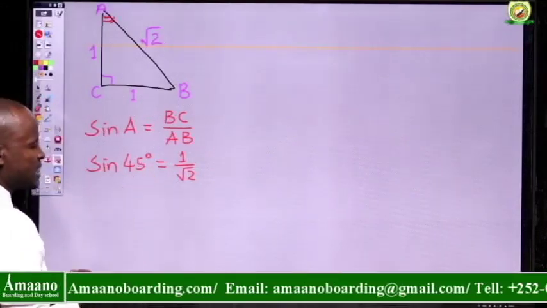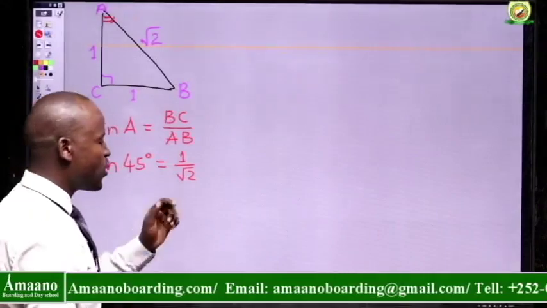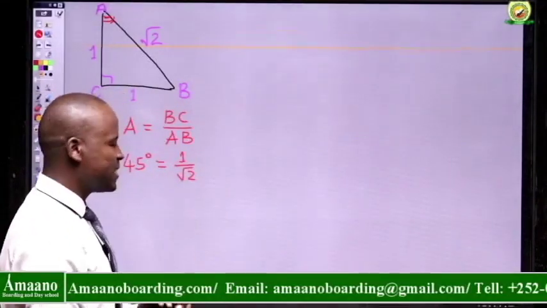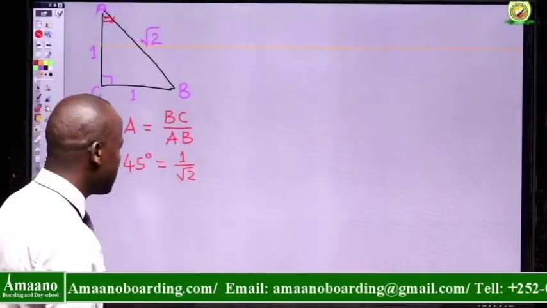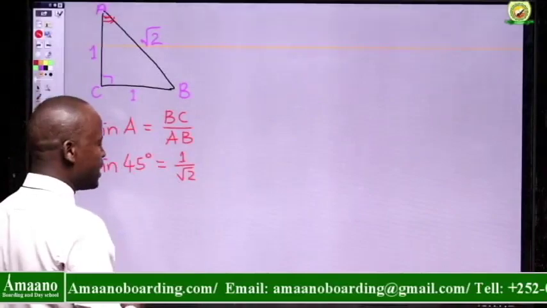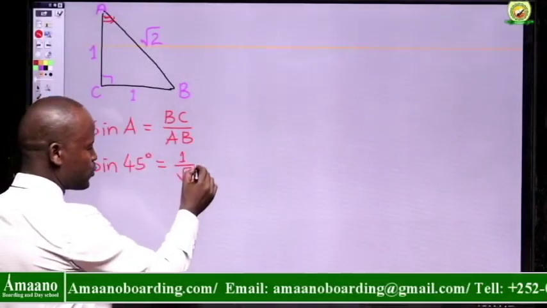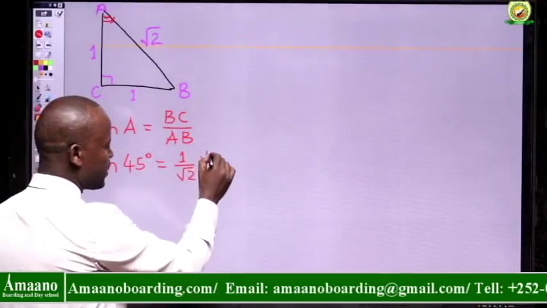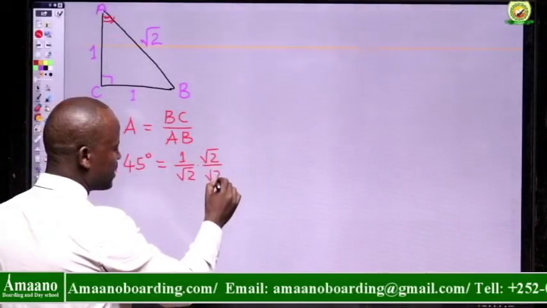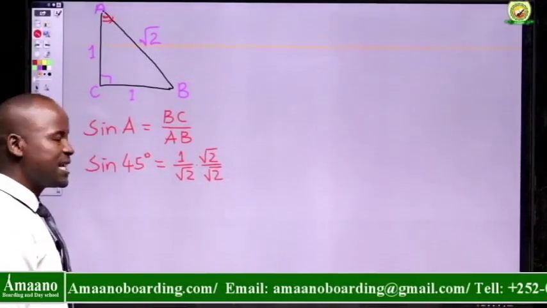Now, to find sine 45, here it is. It says 1 over radical 2. But the square root of 2 is an irrational number. So let us rationalize it. That means let us change this irrational number into rational. How? By multiplying the numerator and the denominator by the same number, square root of 2. So multiply this by radical 2, and then multiply the denominator by the same number, radical 2. We call this rationalizing the denominator.